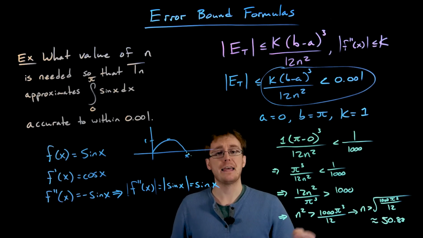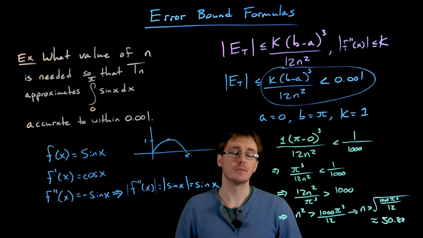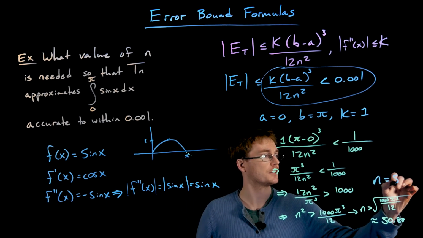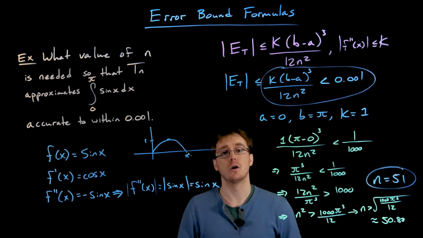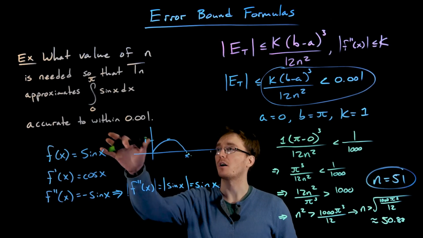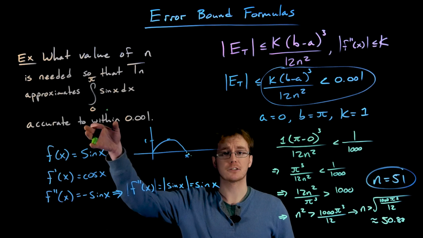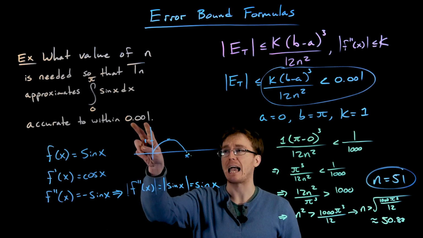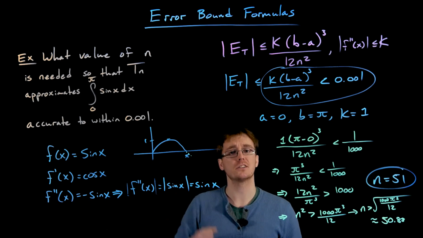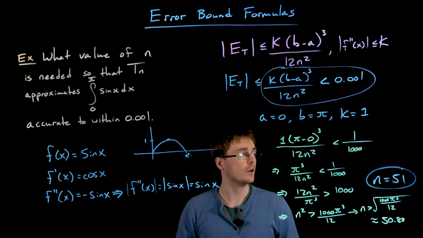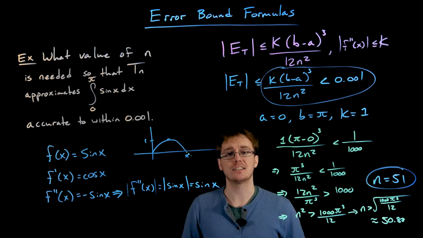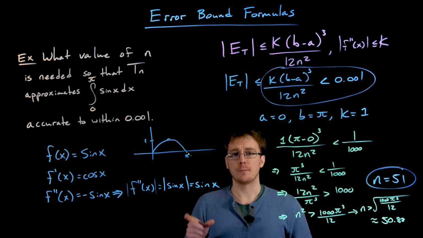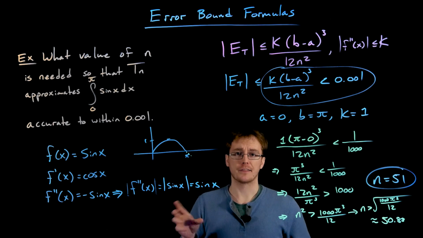But remember, n has to be an integer here, so we're going to always round up. So we would set n to be equal to 51. So if we wanted to approximate our original definite integral from 0 to pi of our sine function and have our answer be accurate to within 3 decimal places or 1/1000th of a unit, well then we'd have to use at least 51 subintervals.